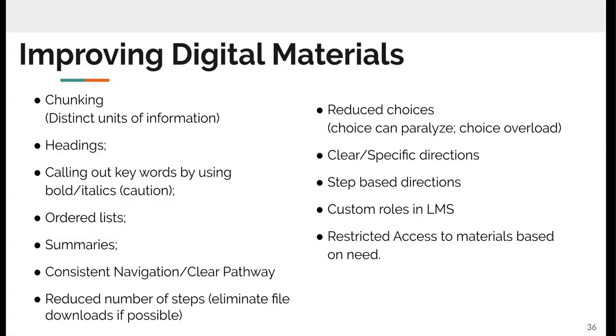When we look to improve all of our learning materials, we want to do things like making sure that we've broken up our content into distinct units of information. We're using appropriate heading levels, using bold or italics, not just decorating our lists to call them out, but making sure that we're using the appropriate presets and style guides to create these ordered lists. Clear, specific directions is one of the best ways to make your content easier for students to access. And again, if a student isn't going to need something, they shouldn't have to see it. Make sure that your permissions allow students to only see the content that they're required to see.